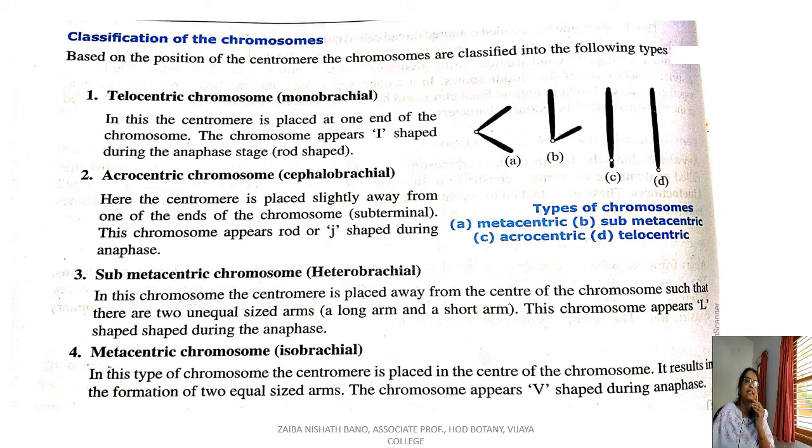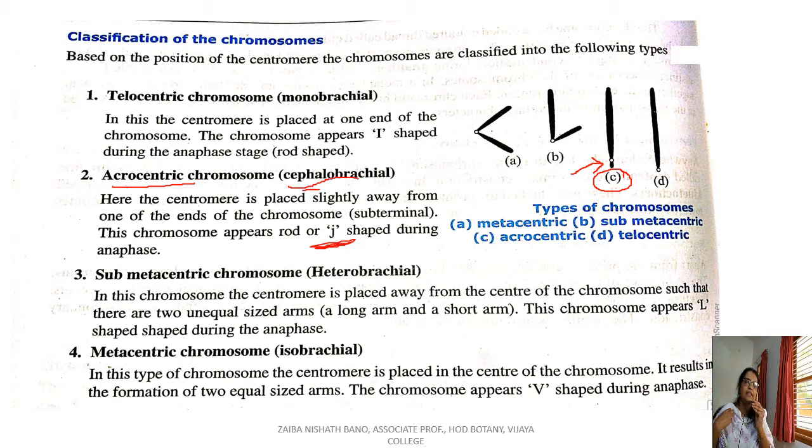The second category is the acrocentric chromosome, which is represented by the diagram C. What is an acrocentric chromosome? Here the centromere is placed slightly away from one of the ends of the chromosome, or in other words, the centromere is subterminal in position. It's not at the terminal end, it is slightly away from the end of the chromosome. So how does this chromosome appear when it is pulled during the anaphase stage? It appears J-shaped. This type of acrocentric chromosome is also called a cephalobrachial chromosome.